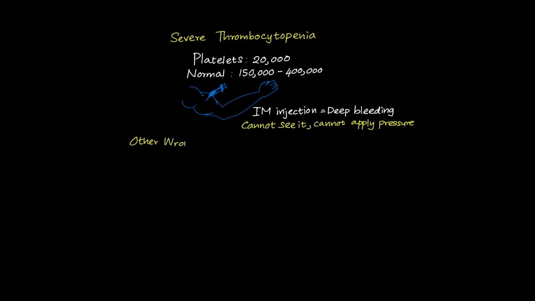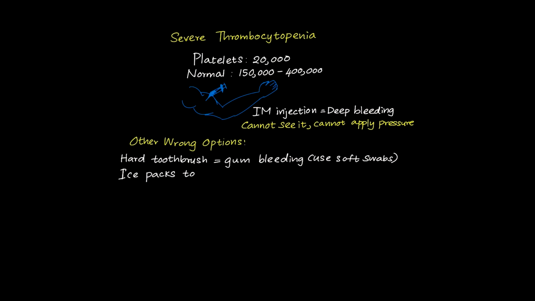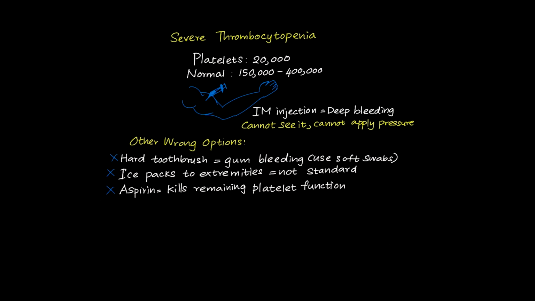Now look at the wrong options. Vigorous oral hygiene with hard bristled brushes will tear up the gums and cause bleeding. You'd use soft swabs instead. Ice packs on all extremities. That's not a standard thrombocytopenia intervention. And aspirin inhibits what little platelet function is left. Giving aspirin to this client would be genuinely dangerous.